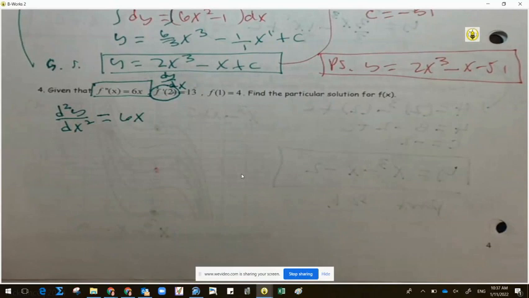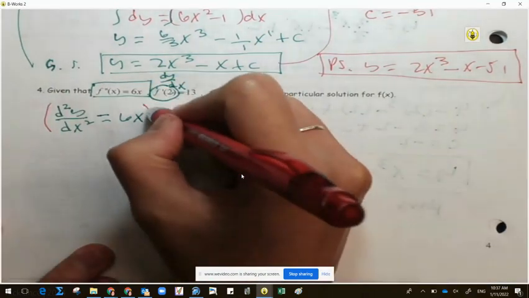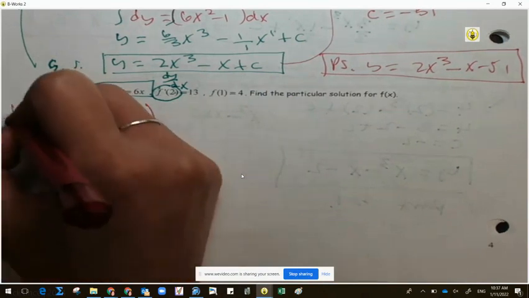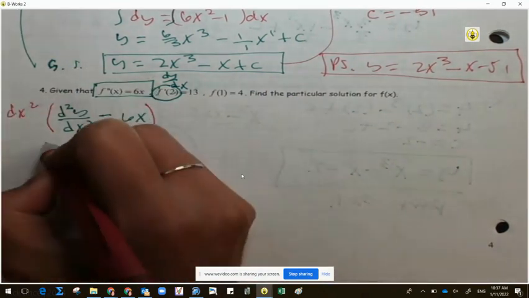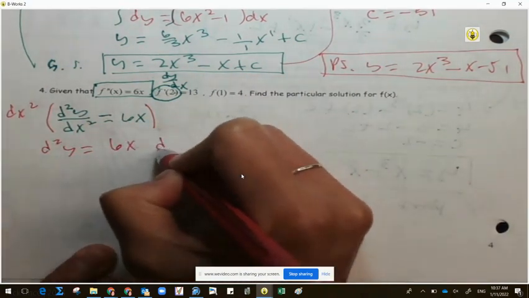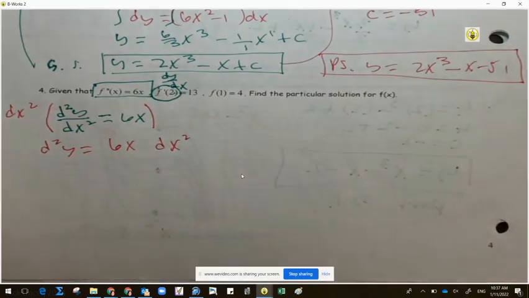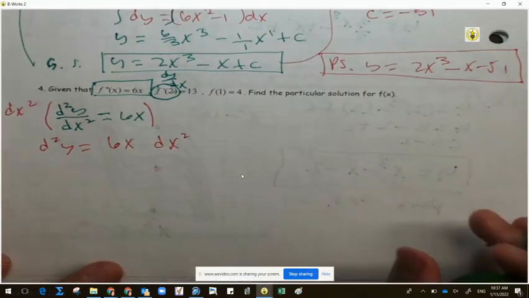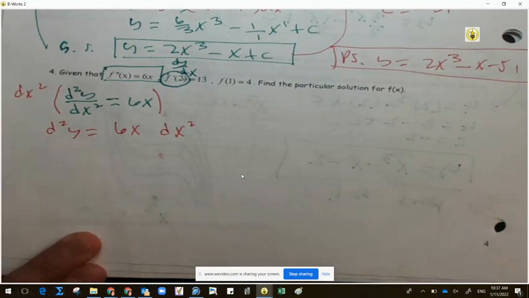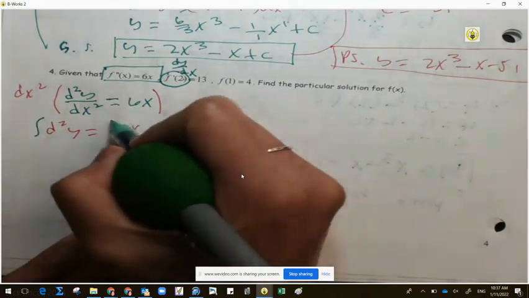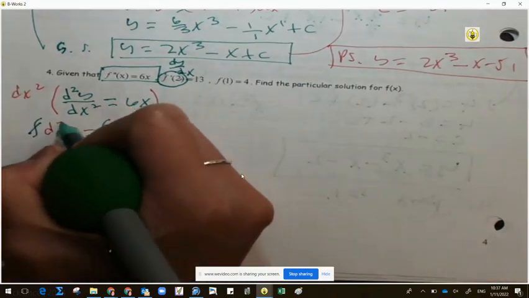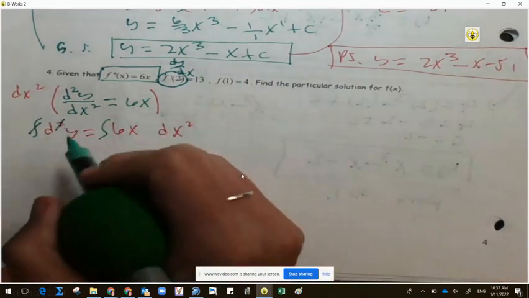So what do I need to do on both sides? How do I make this into not a fraction? Multiply by dx squared. So we know we have d squared y is equal to 6x dx squared. And you're like, oh, don't like that, and that's okay. My goal is to make y by itself. So to make y by itself, I need to take the antiderivative one time for now. When I do, this antiderivative is going to make the d squared go away and just have 1d.